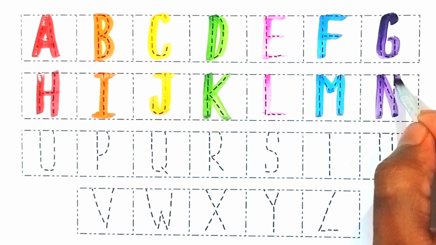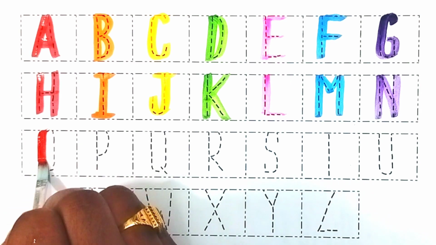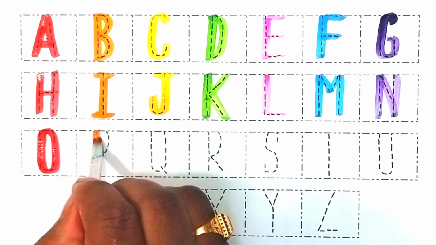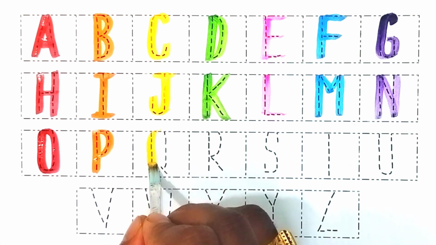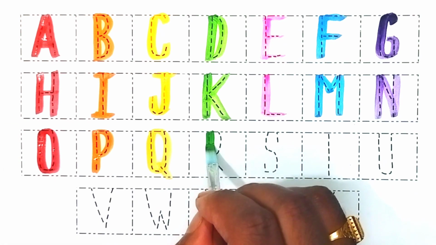N for nail. O for octopus. P for parrot. Q for queen. Next time won't you sing with me?